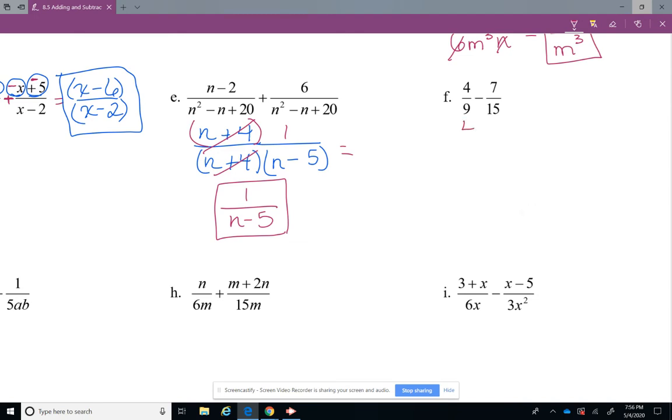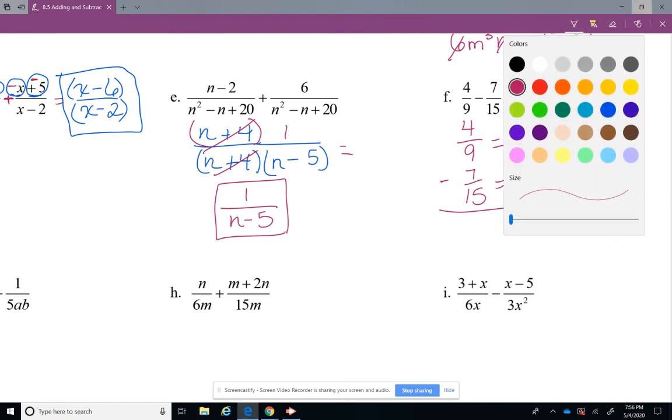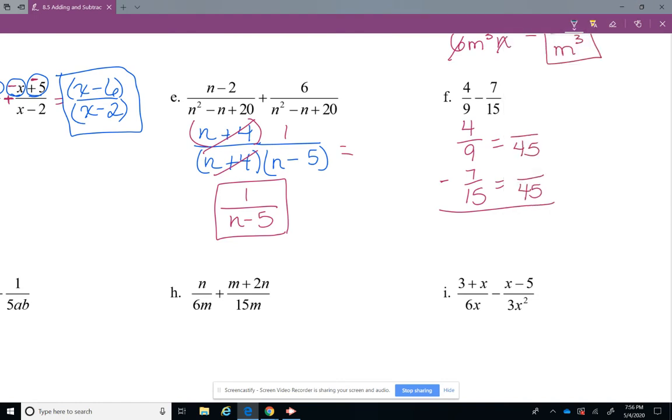So we're going to rewrite it like this. 4/9 minus 7/15. And we're going to set them equal to, and we're going to let our common denominator be 45. So I'm going to refresh your memory on how to do fractions, just because it's usually most math students' least favorite thing to do. So you ask yourself, 9 times what is 45? So it's 5. So if you multiply the denominator by 5, you multiply the numerator by 5. So it's going to be 20.